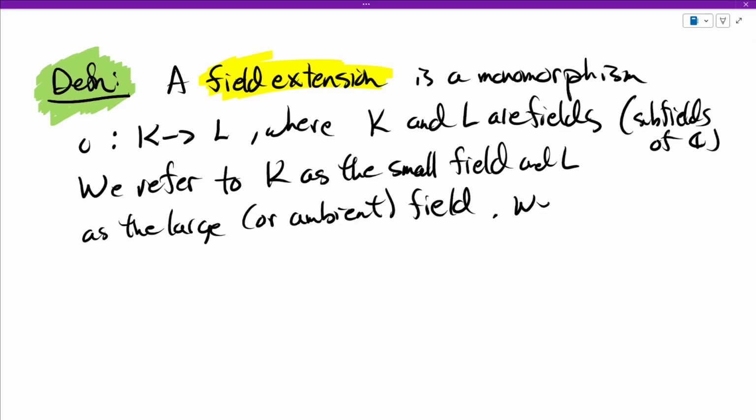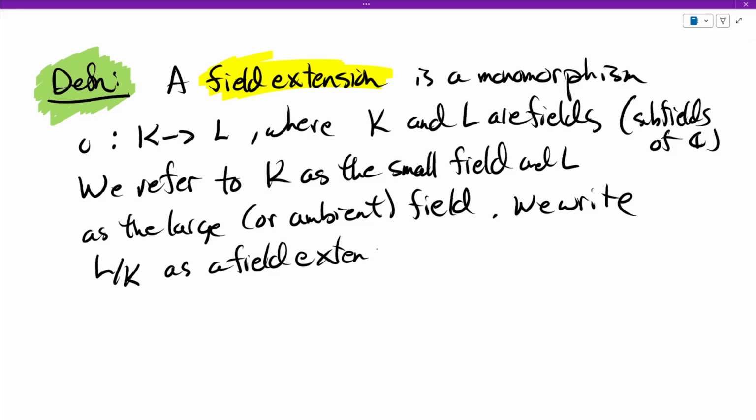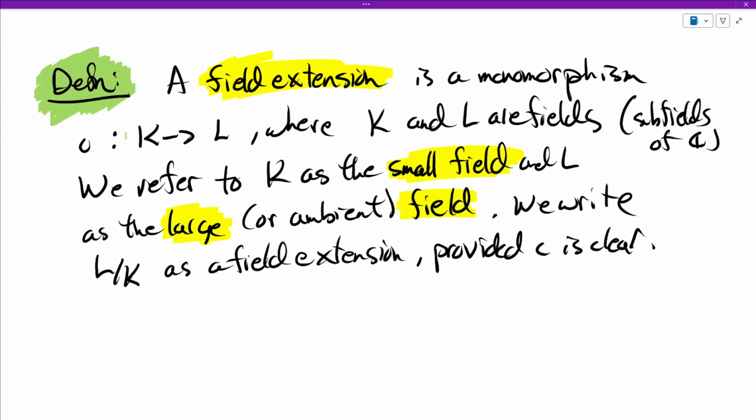We will write, confusingly, L over K as a field extension, provided iota is clear. The notation L over K doesn't really make sense because it doesn't remind you what the function is that relates them. Often iota will be just the inclusion of a subset, so there's no confusion when you write L over K. This is pronounced L over K. K is the small one, L is the large one.